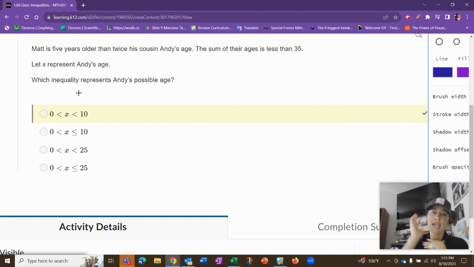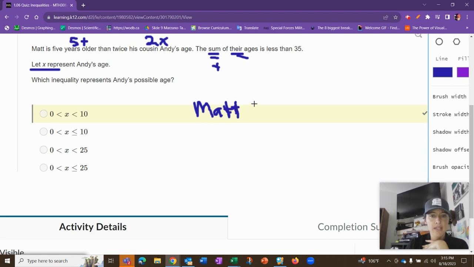All right, so I am a bad math student, and often I will just jump in and start solving without reading the whole problem, but don't be like me. Be a good math student. Read the whole problem, think about it, and then start to set it up. Matt is 5 years older. So in my brain, I hear 5 plus, right? Twice Andy. Whoa, X. They told us to put X, so 2 times X. The sum, hey, that means plus, of their ages. So that's going to be Matt, plus Andy. I'm going to write out the names so you can kind of see where the math is coming from, is less than.